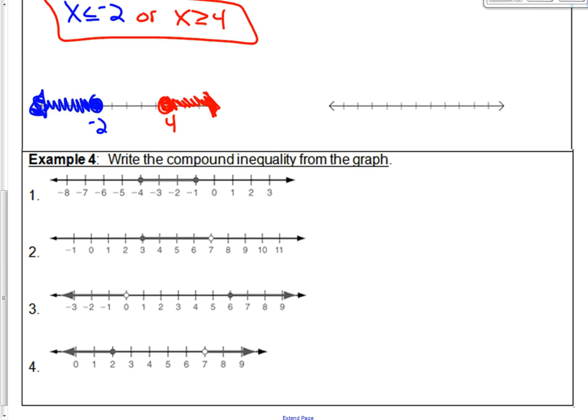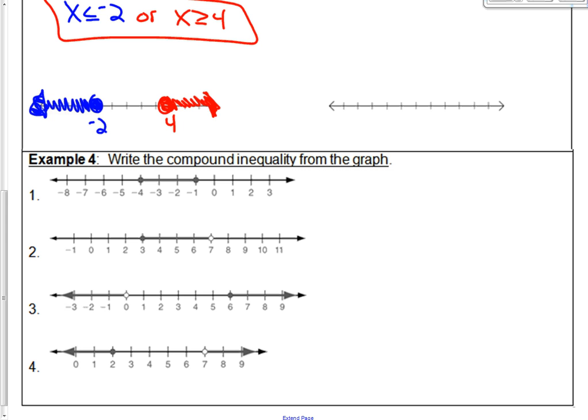If you have the middle shaded, it's "and." If you have the two different shadings, one in either direction, that's going to be an "or" problem. And if you just have one dot, one shading, that's going to be just a simple normal inequality, and that's what we did in the last unit. So if I look, I'm shaded in between two numbers here in number 1. Well, if I'm shaded in between, it's "and."